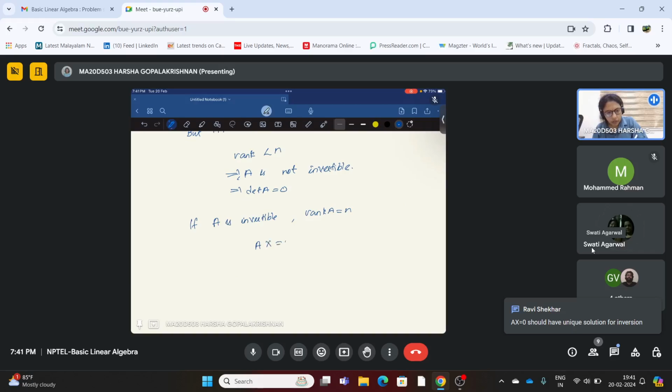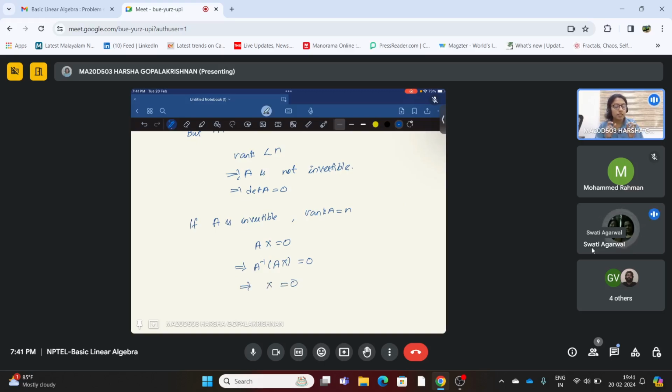And Ax equal to 0, that implies, that is what he is saying. A inverse Ax equal to 0 implies x equal to 0. That means x equal to 0 is the only solution. Whatever the solution we are starting with, if we are pre-multiplying by A inverse, we will get x is 0. There is no other solution other than 0.